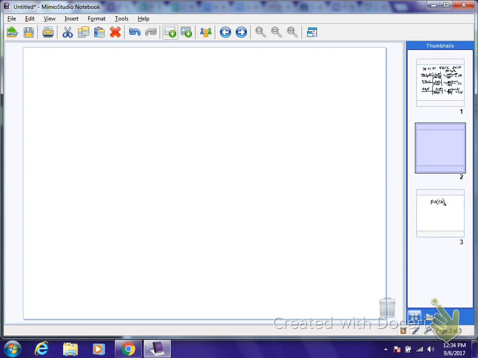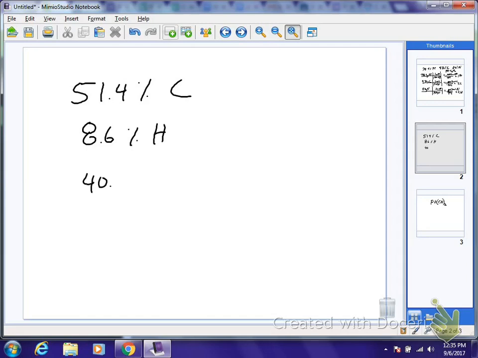So for the next one, we'll say we have 51.4% carbon, 8.6% hydrogen, and then 40% nitrogen. All right? So I'm going to go through and say, hey, we take 51.4, change it to grams. Now we got divide by 12, hydrogen divide by 1, nitrogen divide by 14. And when we do that, you're going to get moles out.